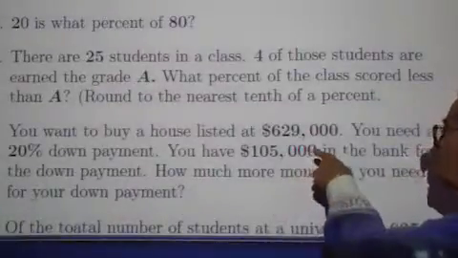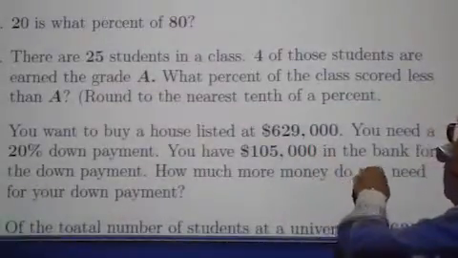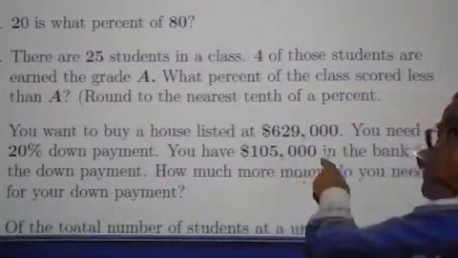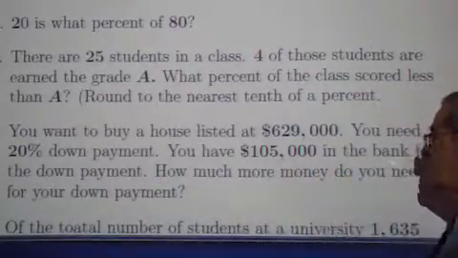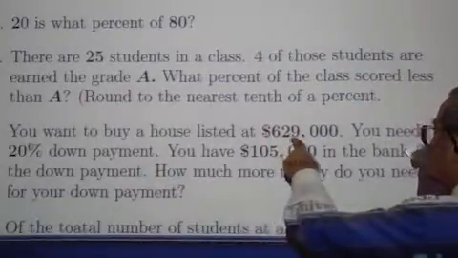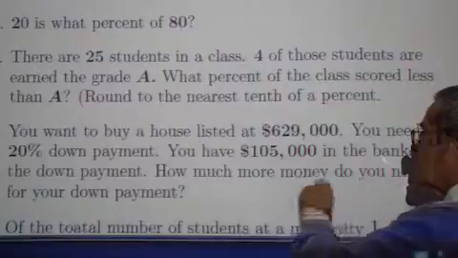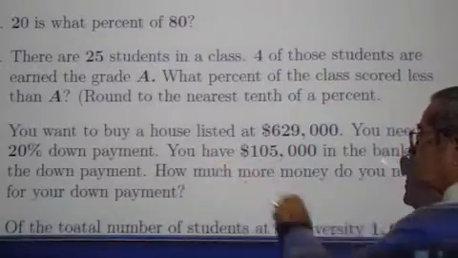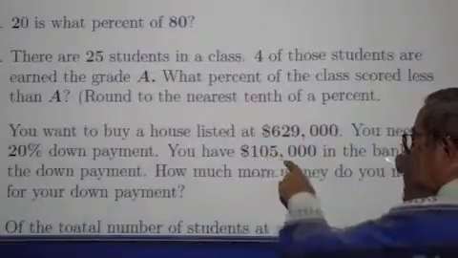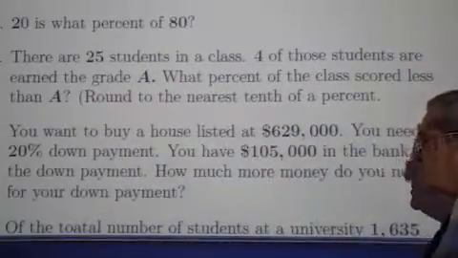You want to buy a house listed at $629,000. You need a 20% down payment. You have $105,000 in the bank. How much more money do you need to come up with? So value of the house, $629,000. You want 20% of that, and you only have $105,000. How much more money do you need?